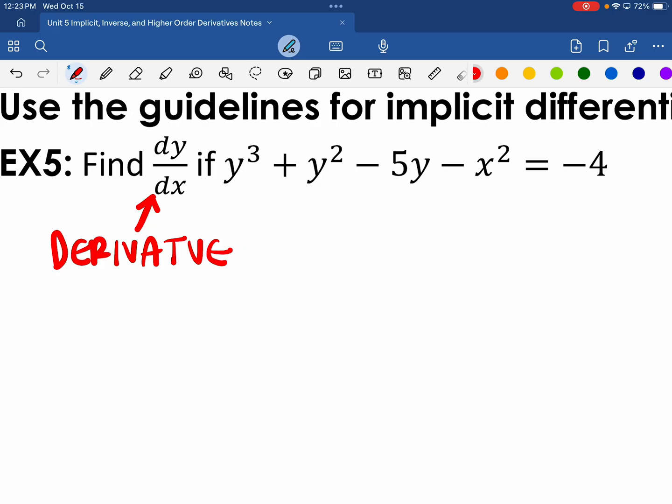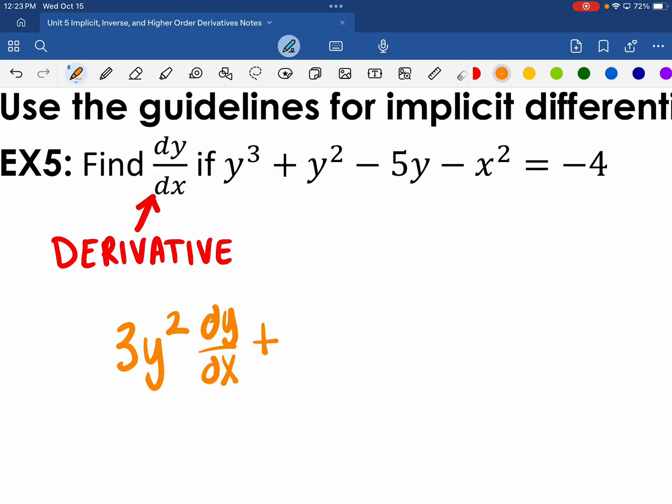All right, so dy dx is the derivative. So this is telling me to find the derivative. Because your equation has y's and x's and it's all mixed together, you have to use implicit differentiation. All right, so we're going to start with the y cubed. What's the derivative of y cubed? 3y squared dy dx.